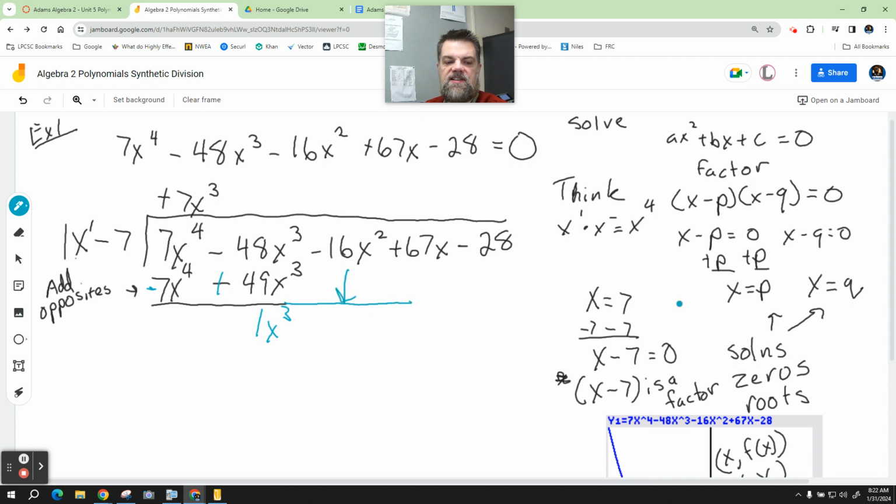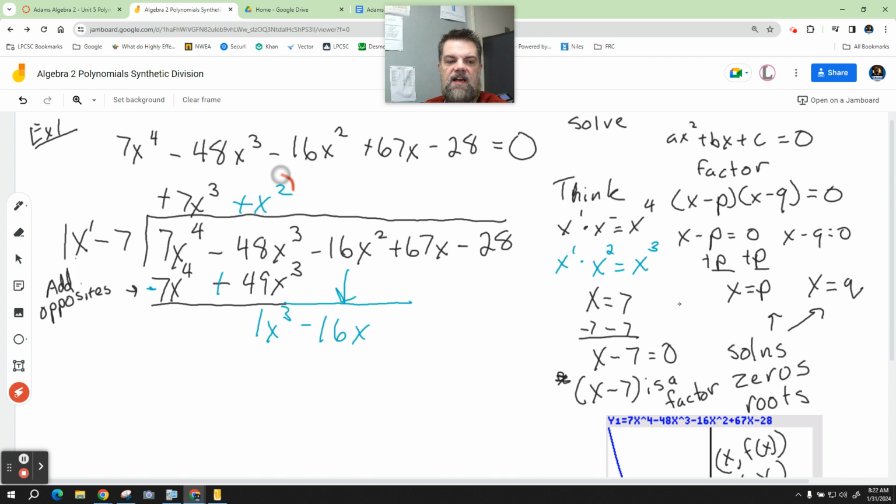Drop down the 16, negative 16x squared. And then I think to myself, what do I multiply 1x by to get 1x cubed? Well, really what I'm thinking is x to the 1st power times x to something gives me x to the 3rd. What do I add here? 2. 1 plus 2 is 3. So now I'm going to say plus x squared.